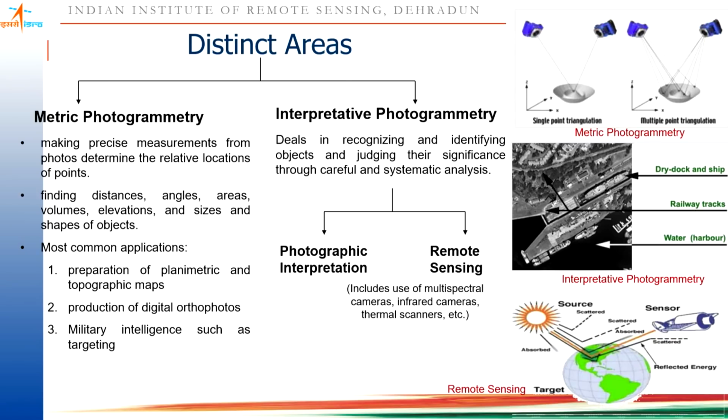What I have told you just now about photogrammetry is metric photogrammetry. Photogrammetry can also be interpretative photogrammetry. Suppose you have been given a photograph and you identify that this is a dry dock and ship, this is a railway track, this is a water body, and this is a harbor. You are using the photographs and doing the interpretation work. That comes under interpretative photogrammetry.